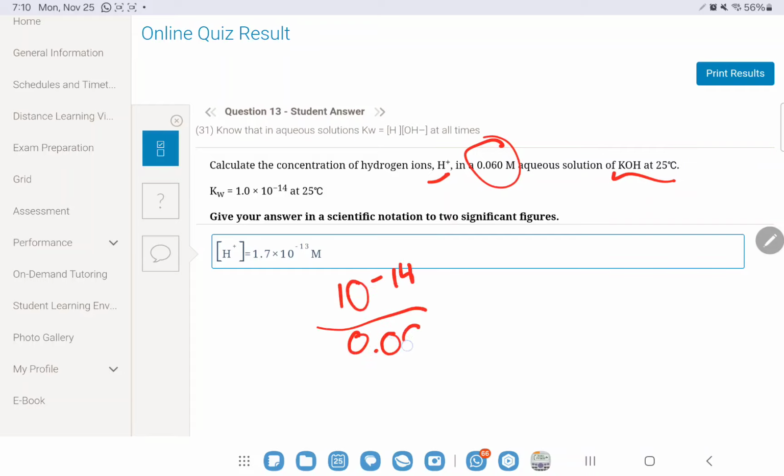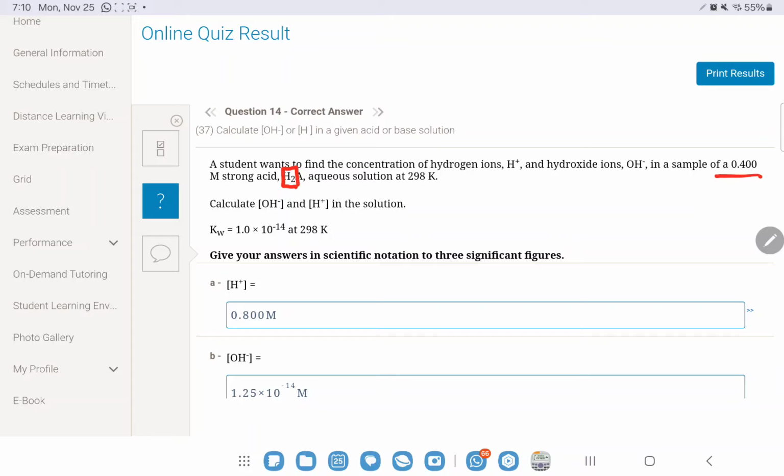Okay. So this one, it's a bit different. Look, they told you it's 0.400, but H2A, meaning you double this. So 0.400 times 2, you get 0.800. Now to find OH, you do 10 power negative 14 over 0.800. You get 1.25 times 10 power negative 14. Okay, that's it. Moving on.